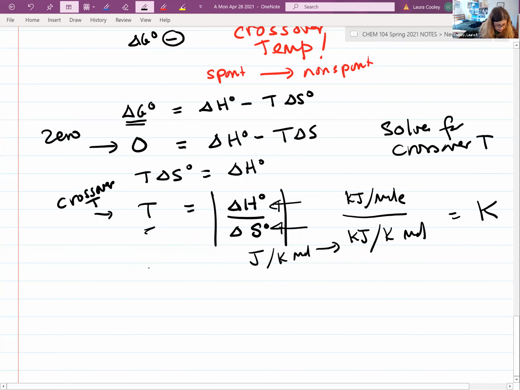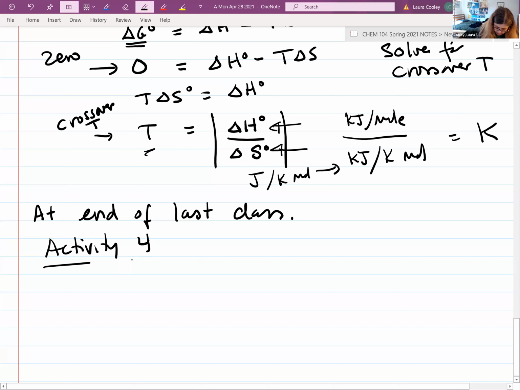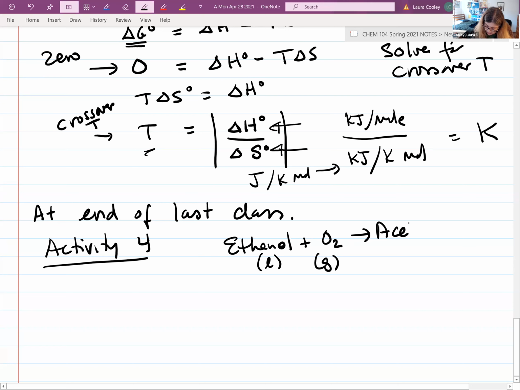Okay, so I want to get back. Let's see, where was I? So the example I was doing at the end of the last class, I was working on activity 4. And remember that reaction was the ethanol liquid plus O2 gas giving me acetic acid plus water.